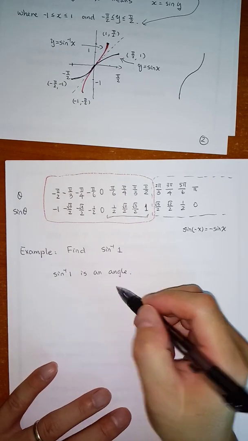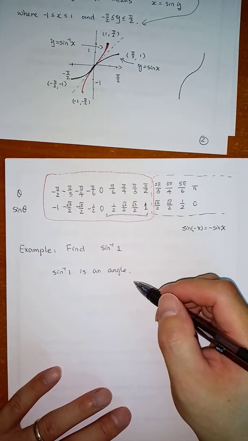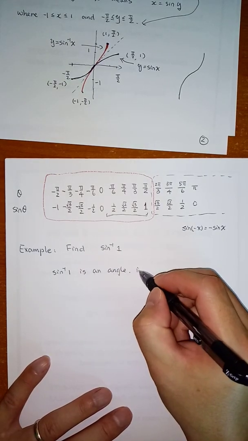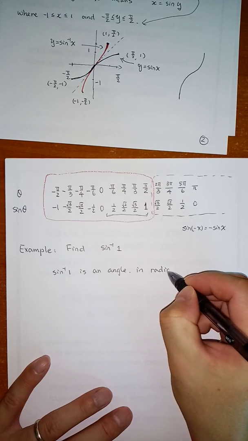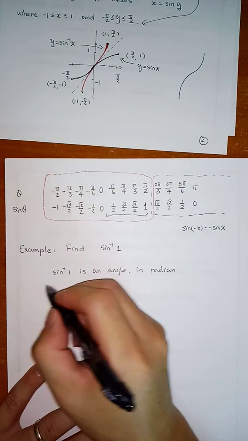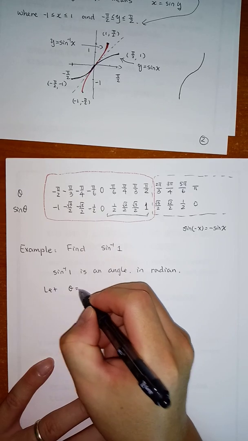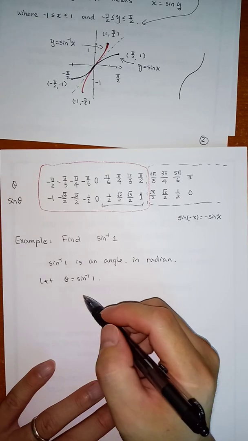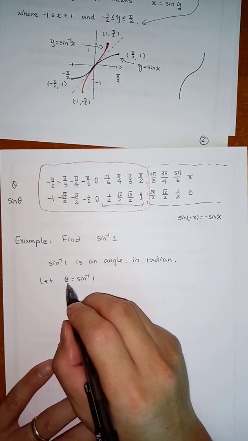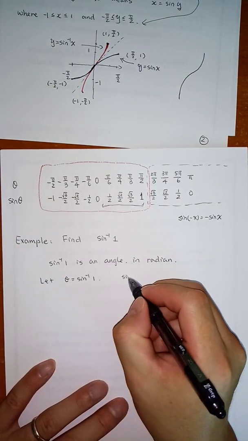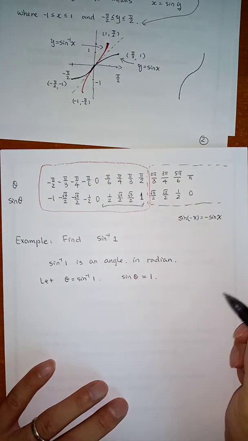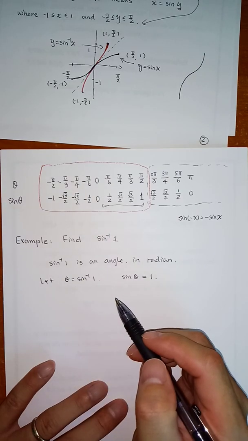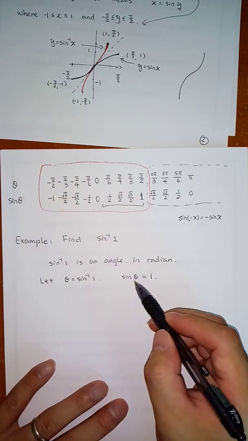It's an angle. Even though it's a value, a number, it's an angle. It's a reading. Okay, so we choose theta to represent this angle. Then by the definition of sine inverse, theta is sine inverse of 1, then sine theta is equal to 1. You move this symbol to the left side, you change the sine inverse to be the sine. Okay, sine theta is 1.